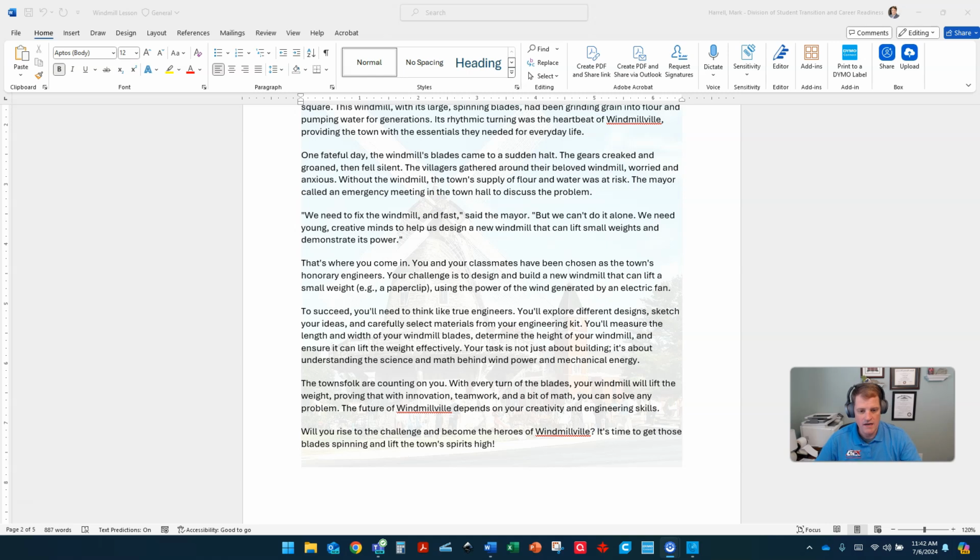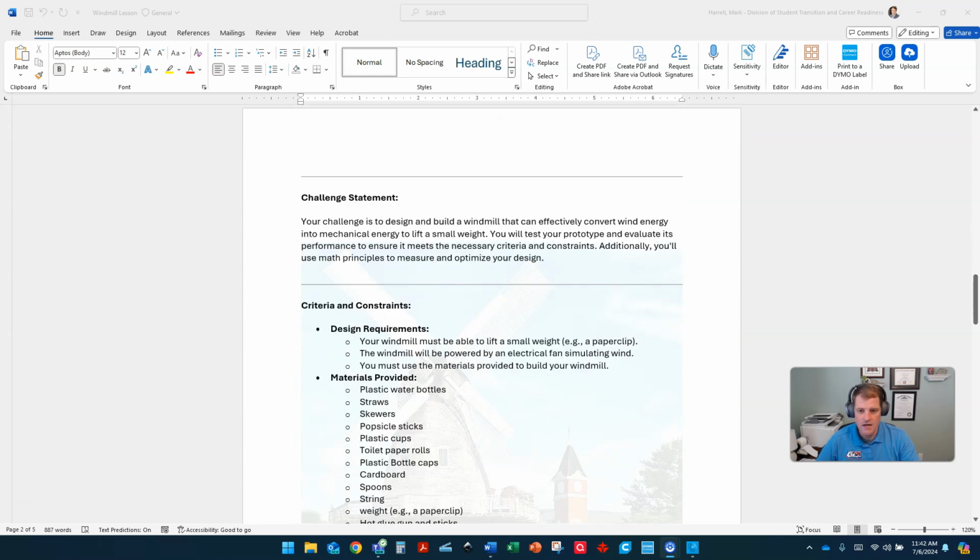and our goal is to get them to design and build a windmill that can effectively convert wind energy into mechanical energy to lift a small weight. We recommend something like a paper clip, if you want to give some of the high flyers in your class, either the elementary class or the training that you're running, something heavier to test their aptitude. But the goal is they're going to test and evaluate its performance to ensure that it meets the necessary size and constraints that you'll see here below.